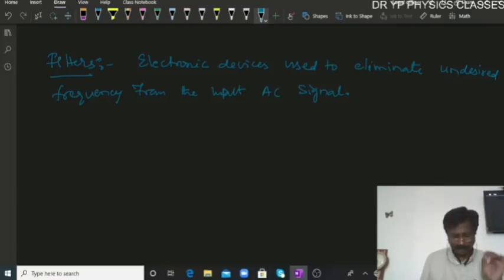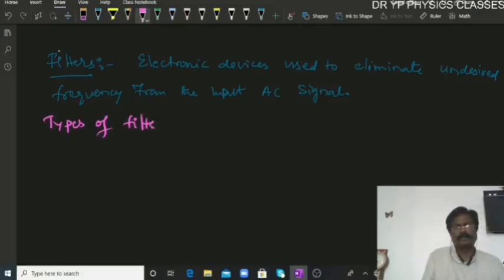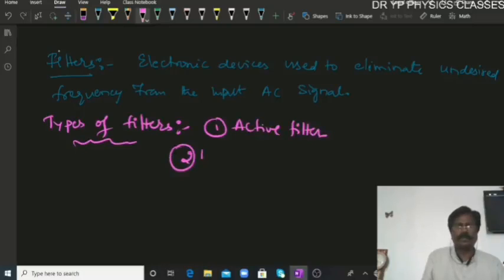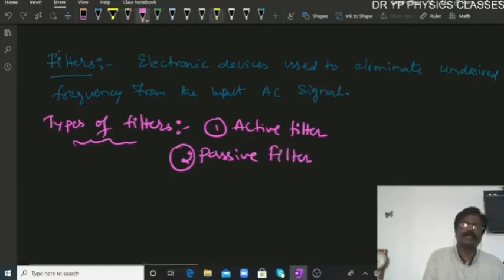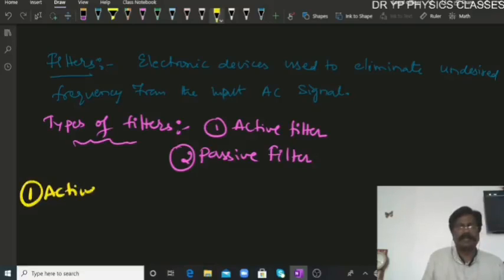Okay. So what are the basic types of filters? Basic types of filters are mainly we have number 1, active filter, and number 2, passive filter. Then what is meant by active filter? Number 1, active filter.